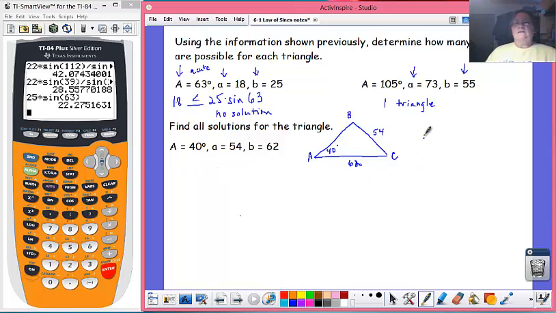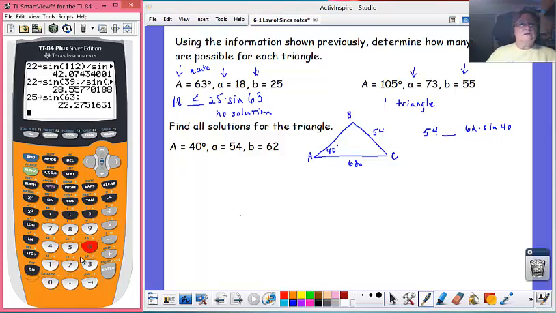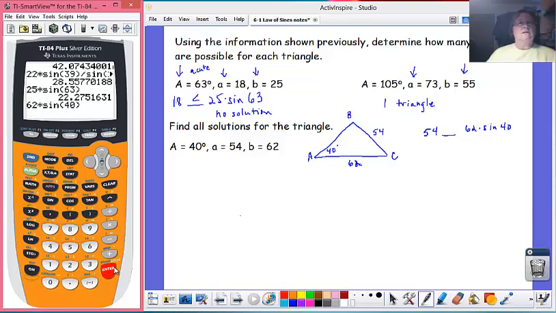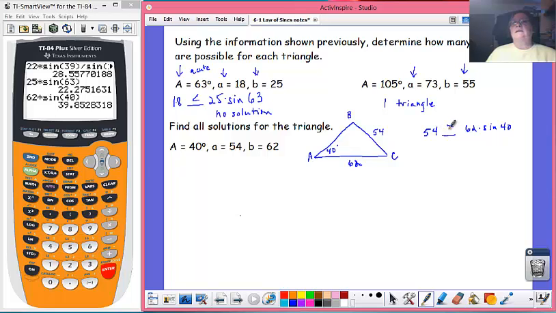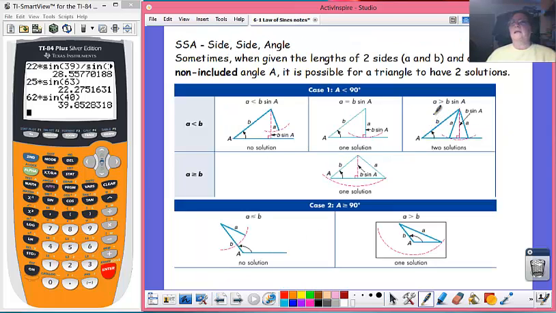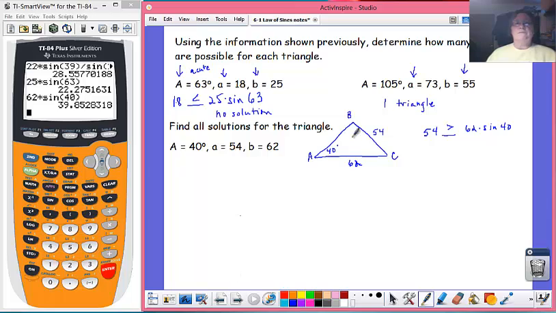First of all, we're going to check to see how many solutions. We have an acute angle A, so we have to compare 54 with 62 times the sine of 40. So 62 times sine 40, oh, 54 is bigger than that. Alright, and again, I'm going from memory, but I believe that means we're going to have two solutions. Yep, A is greater than B. We had an acute angle A with A greater than B sine A. So two solutions for this. Okay, so here's where we got to think.